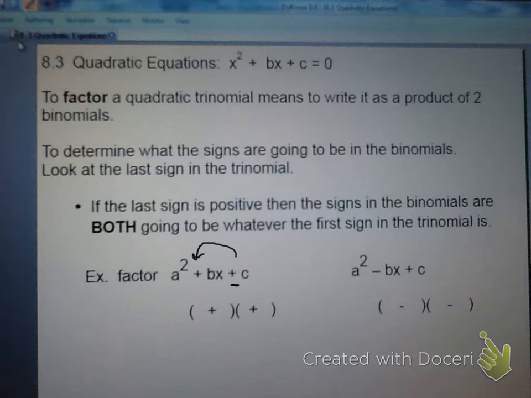So if the last sign is positive, you look at the first sign and if it says positive, they're both going to be positive. If the last sign is positive and the first sign is negative, they're both going to be negative.